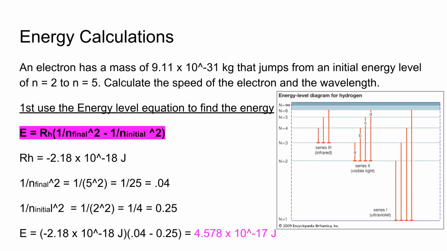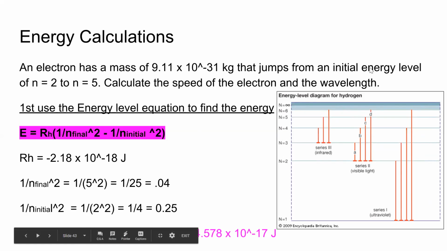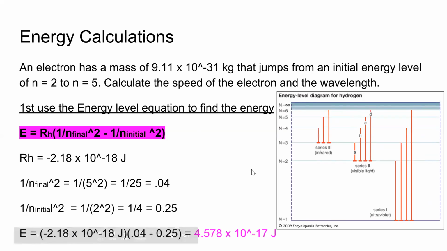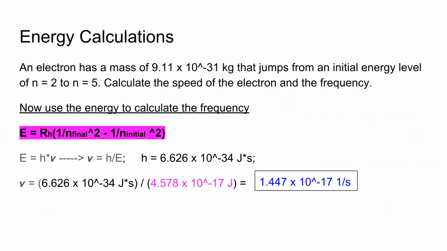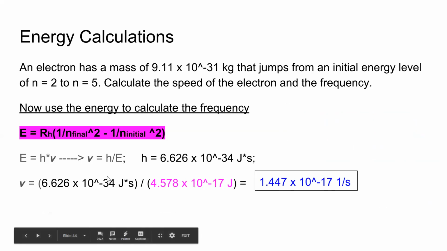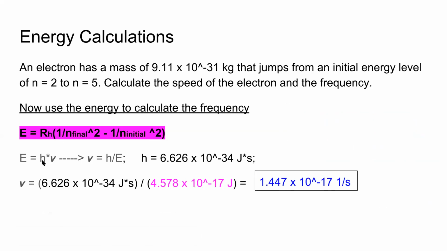We solve our energy using the same process, and we have 4.578 times 10 to the negative 17 joules. Do note that in the first problem that was given, there was no limit to the sig figs, but in this one we do have a limit to the sig figs. Does that make sense? So now that we have the energy, we can calculate the frequency. Since the question is asking us to find the speed of the electron and the frequency, we use the same equation as before, but instead of c over lambda, we replace it back with v, because they're the same.